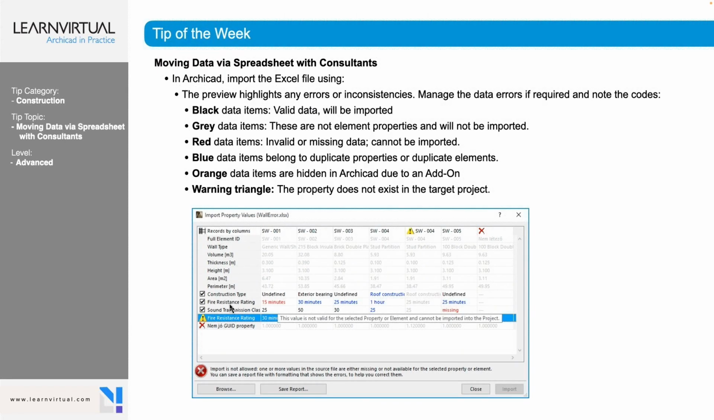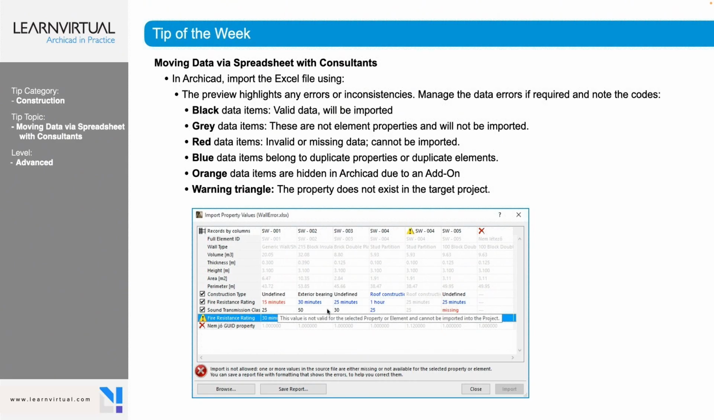Okay, you're going to see a lot of different colors, and those colors have a meaning attached to them. So let's go through a couple of what those are. If the information is black, such as this construction type line, that's black. That is valid data and will be imported. If it's grayed out like any of this up here, those are items that will not be imported.